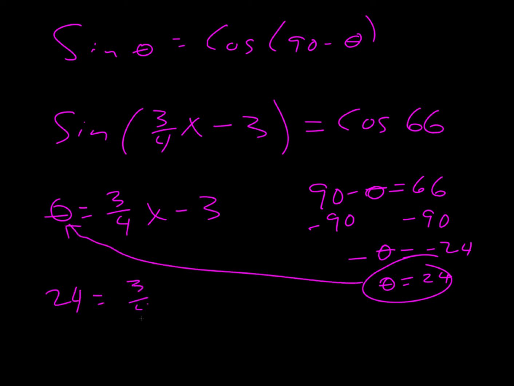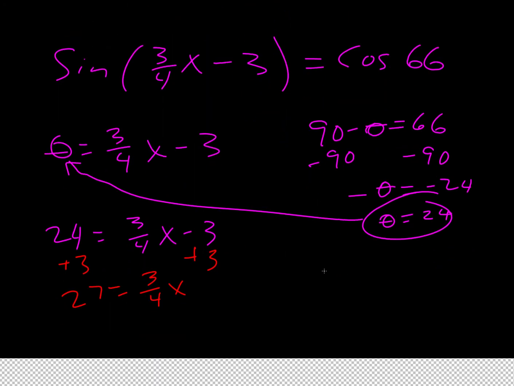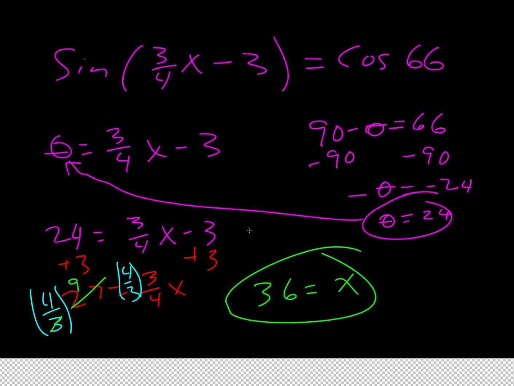Now we use that, plug it in here. 24 equals 3/4 x minus 3. And add 3. So we get 27 equals 3/4 x. Continue with the algebra. We're going to multiply by the reciprocal, so 4/3. Now we can multiply that out, or we can do 27 divided by 3, which would leave 9. And then 9 times 4 is 36. So x for that one would be 36.